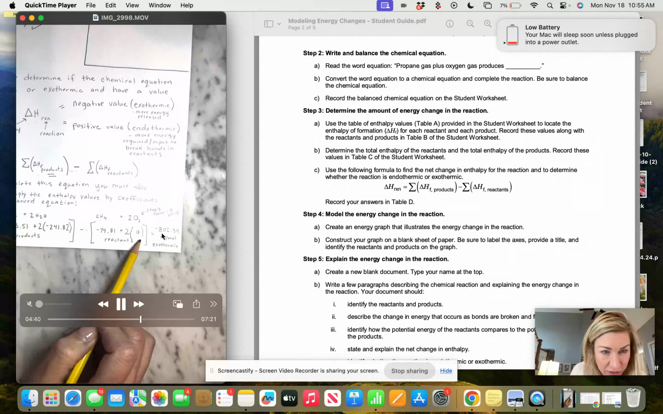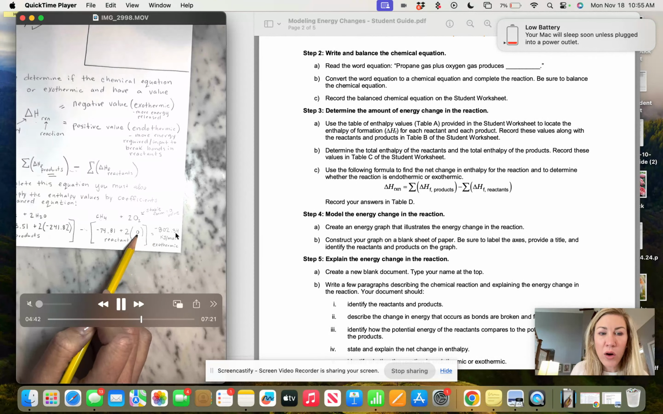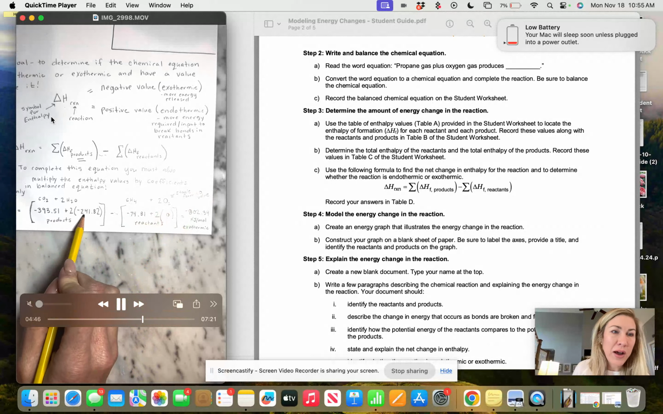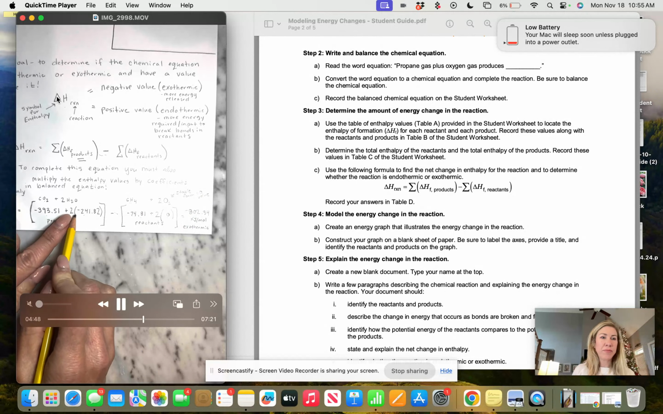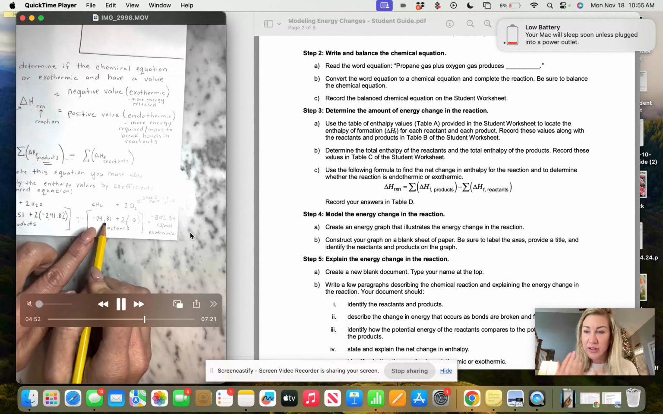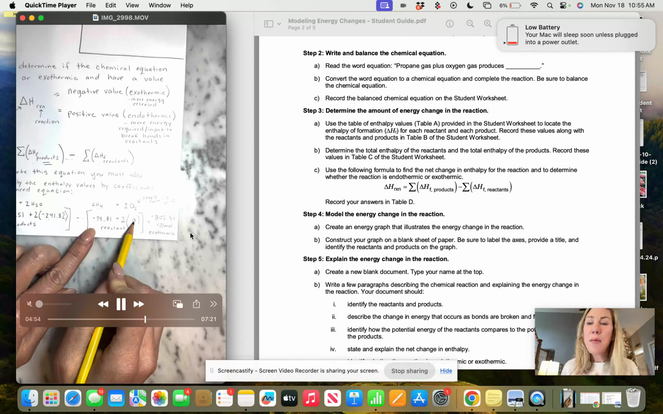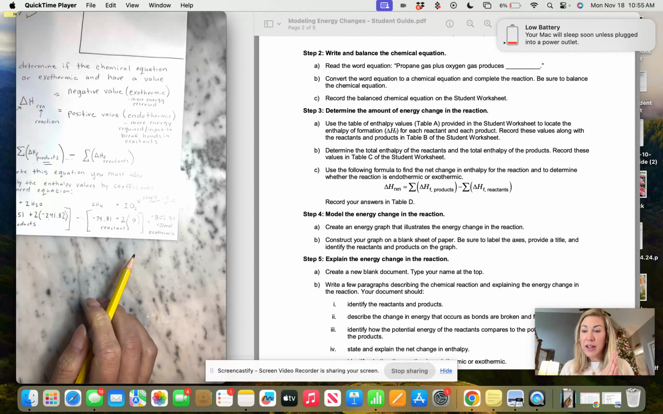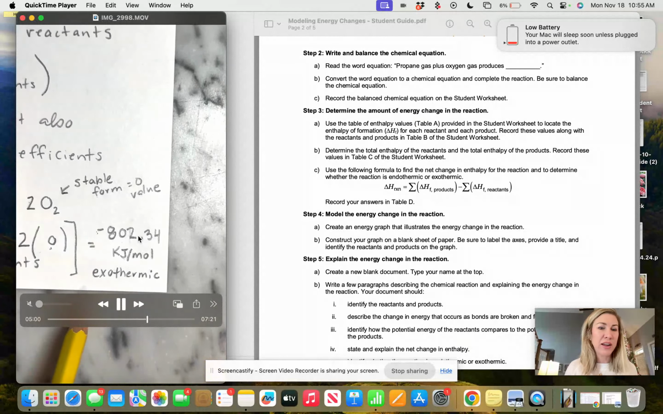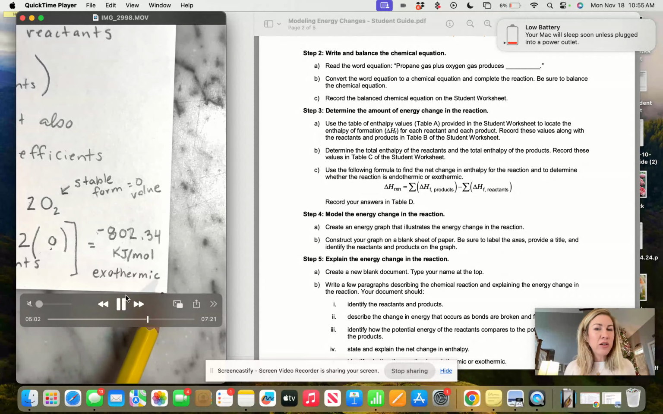So this negative 802.34 is a negative value. And so come back up here. If my value is negative, it is an exothermic reaction. And so that's how I determine that overall more energy is being released in this equation. Most combustion ones are, right? That negative value. So let's take a closer look at the one that you're going to need to do, right?